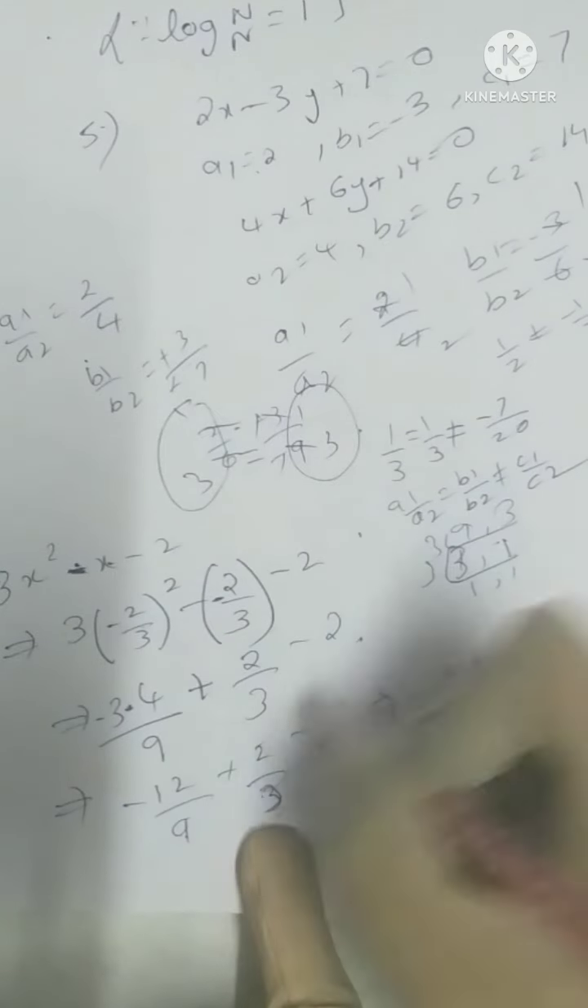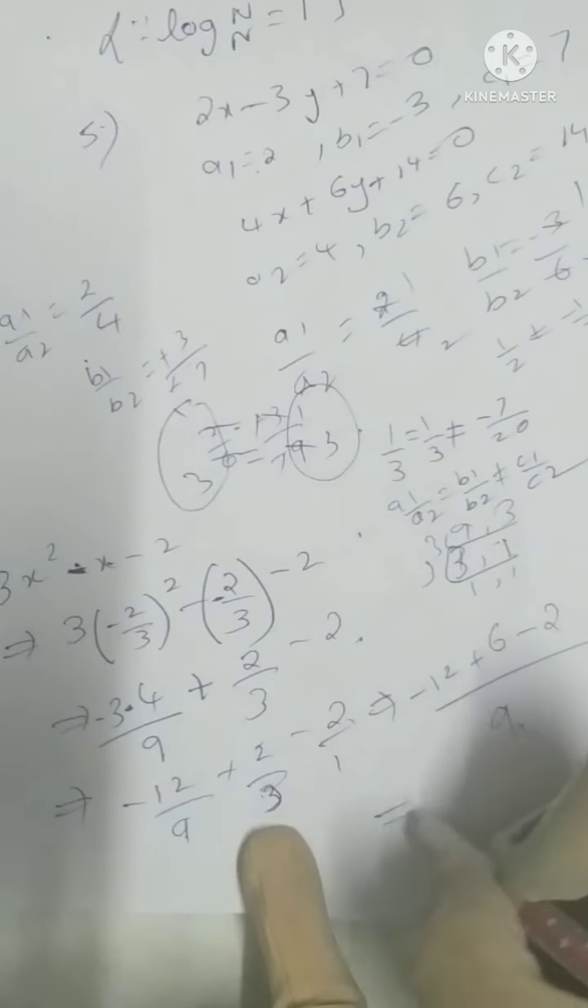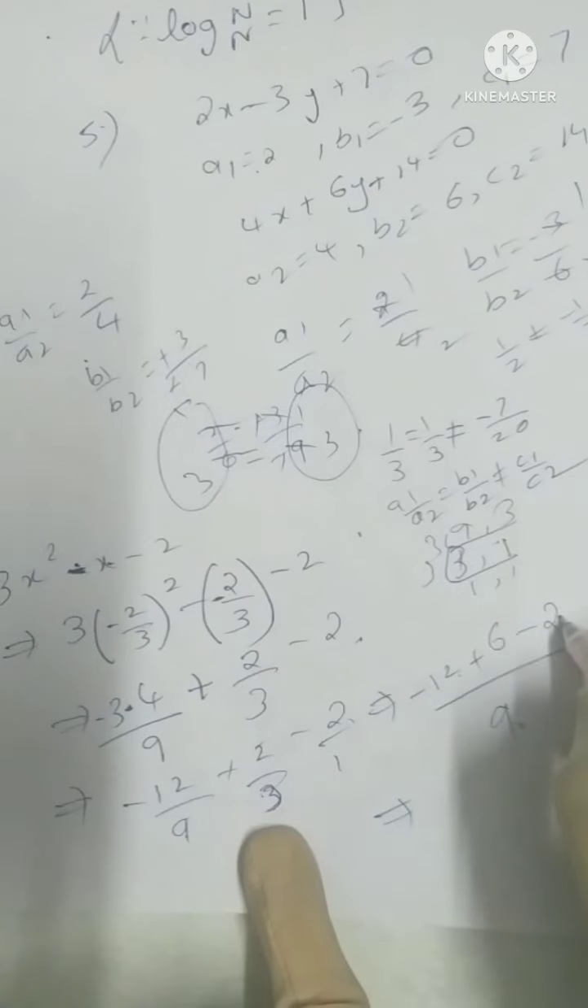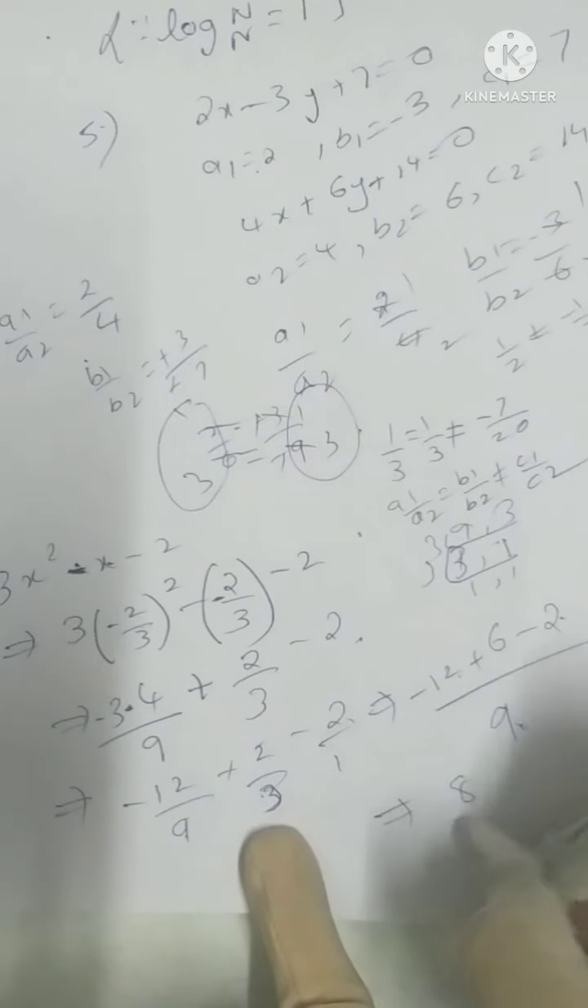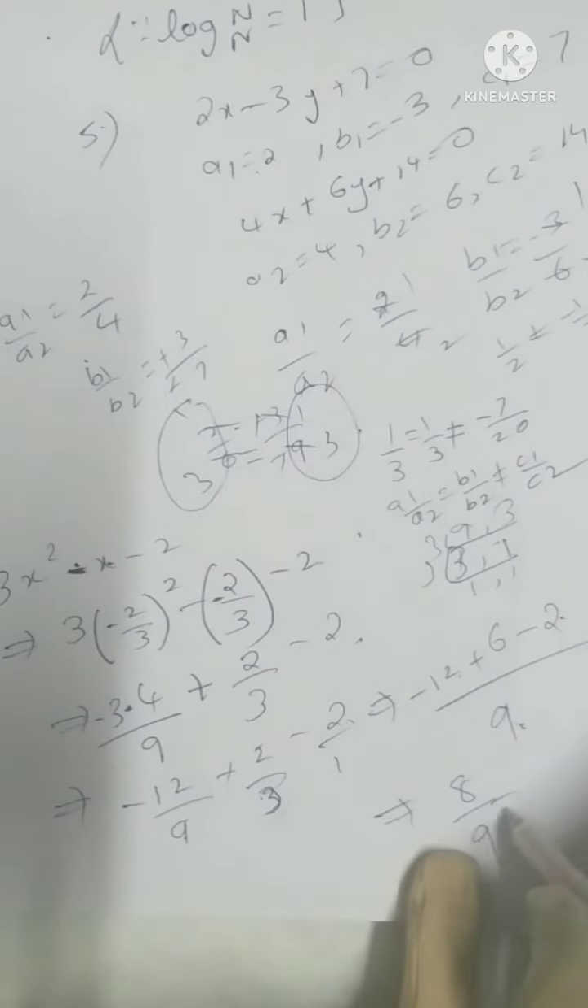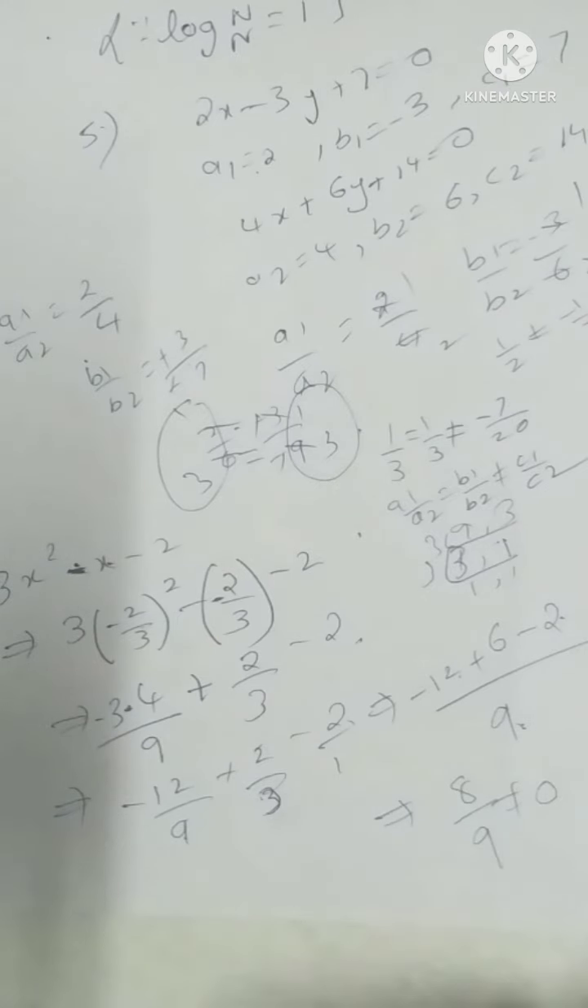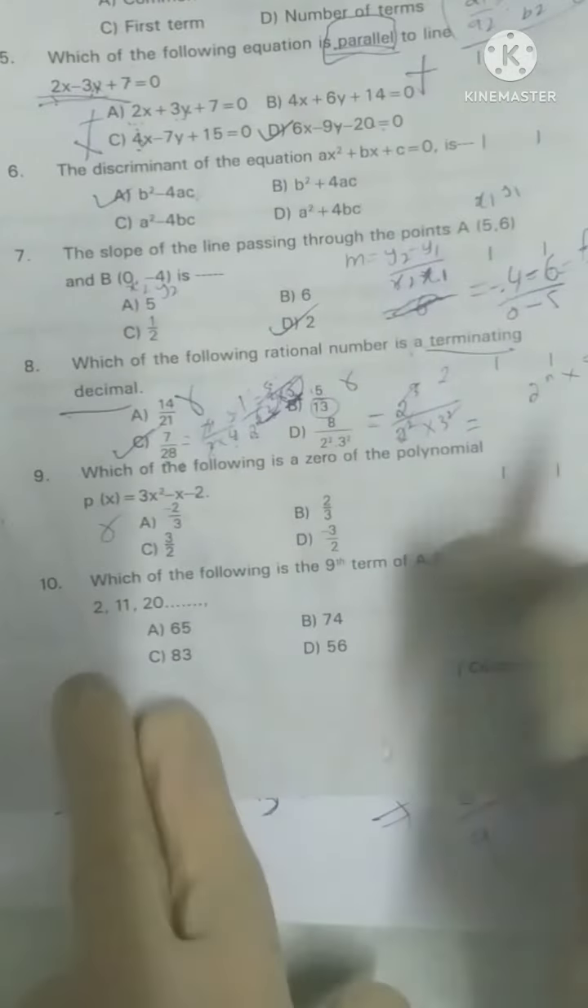9 by 3 is 3. 3 into 2 is 6, minus 2. Minus 12 plus 2 is 14. 14 minus 6 is 8. So we have 8 by 9, which is not equal to 0. So it cannot be option A. It's asking us for the zero of the polynomial.